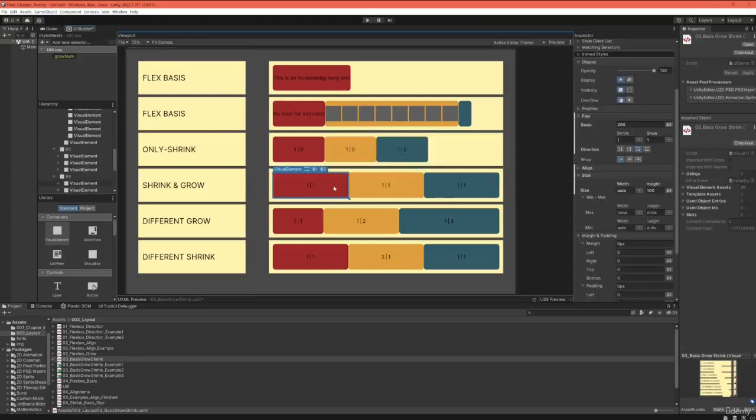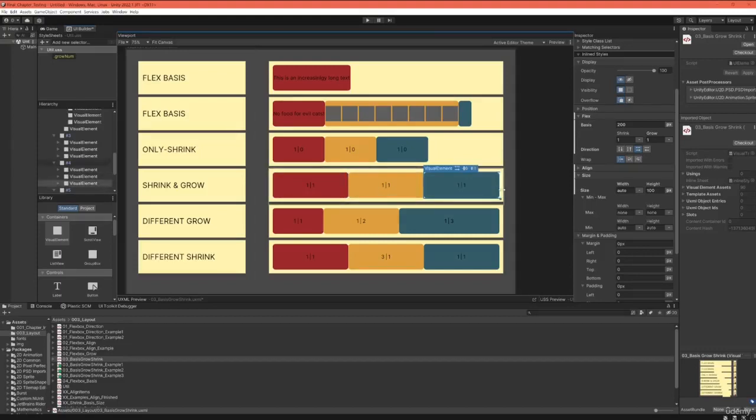Now in the second row, we have a shrink and a grow property set. This is not the default setting. The previous setting that we had is the default setting for shrink and grow: shrink 1, grow 0. For this setting, we are having a shrink 1 and a grow 1 on each of those elements. And you see with this, you get this kind of behavior where your elements tend to equally cover the space that is available for them.